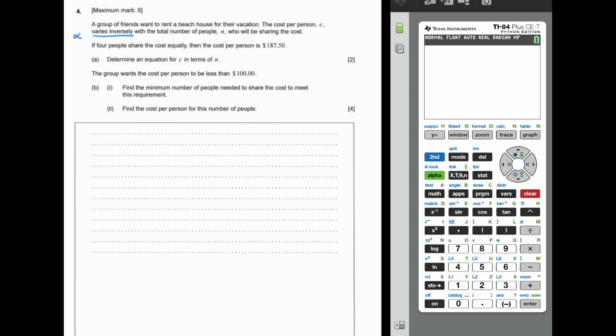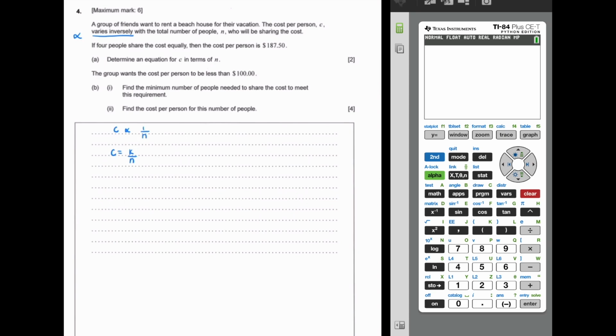And therefore, the more people going to the beach house, the less they will pay each because they're dividing it between them. We're told that if 4 people share the cost, then the cost per person is $187.50. So we need to work out what an equation is that links these two variables, C and N, together. We know that C varies inversely with N, the number of people going, and we can rewrite that as C equals K divided by N. But we need to work out what is this K value, what is this something that is specific to this scenario that links these numbers together.